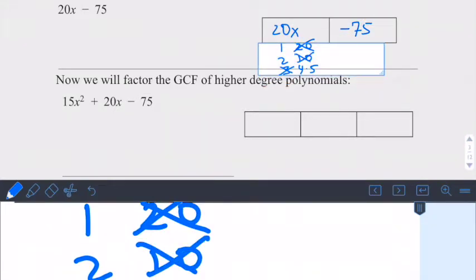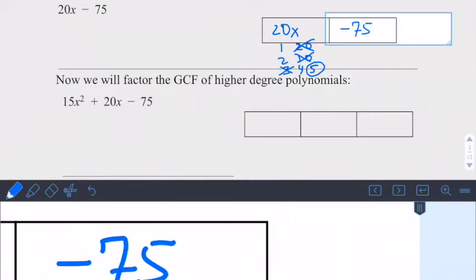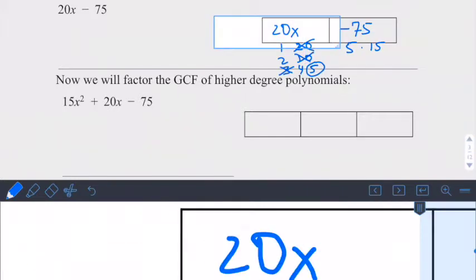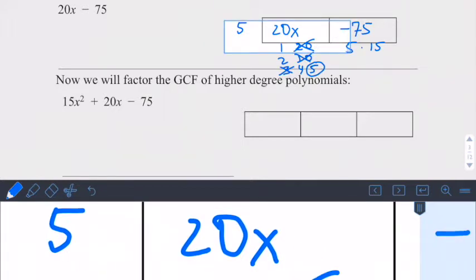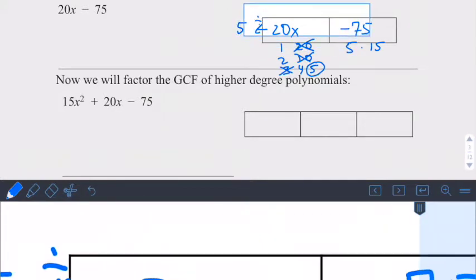My next greatest one is 5. 20 is divisible by 5, and 75 is divisible by 5, right? 5 and 15. So I can bring 5 out in front, and now we can divide. 20 divided by 5 is 4.